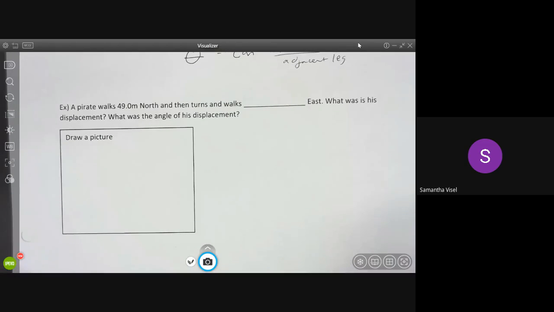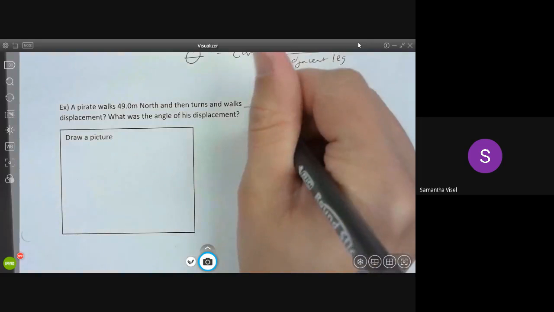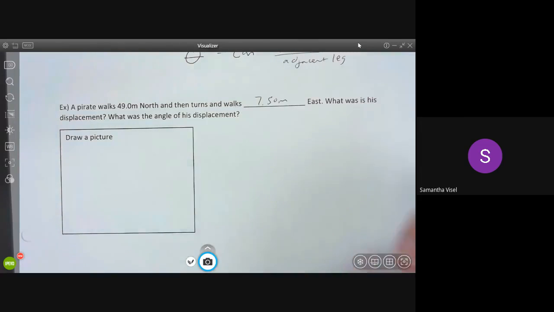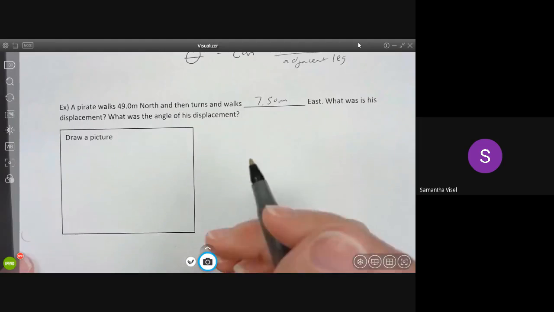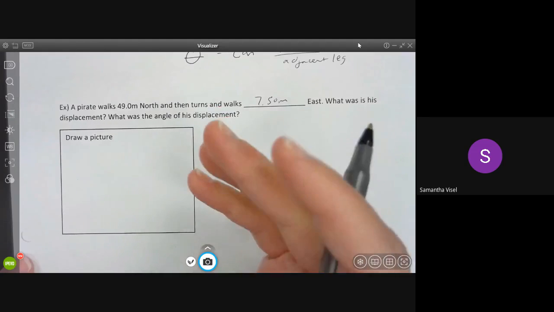All right, so I have a pirate who walks 49 meters north and then turns and walks 7.50 meters east. What was his displacement and the angle of displacement? So for these problems, it is always in our best interest to draw a picture. That's going to give us a visual of the triangle, what's the opposite and adjacent leg, and a better idea of how the thing is moving.